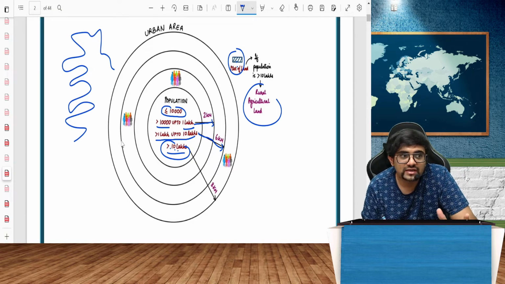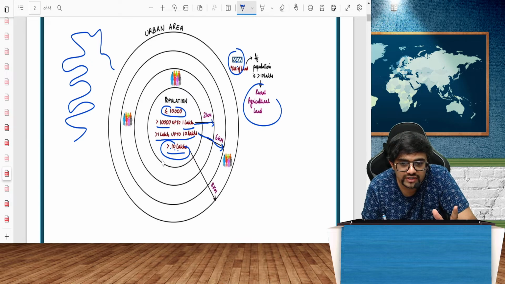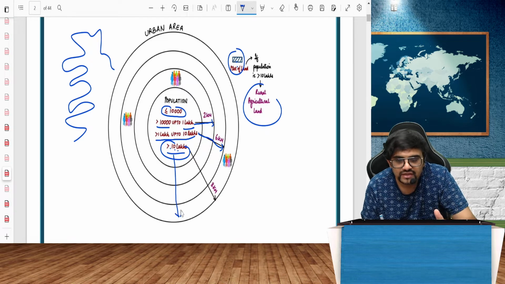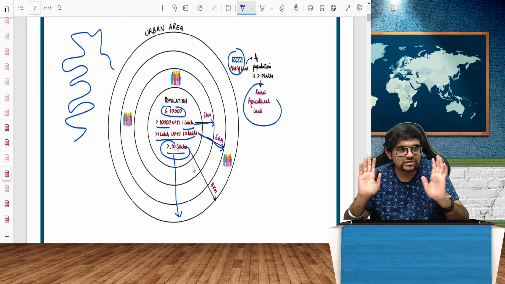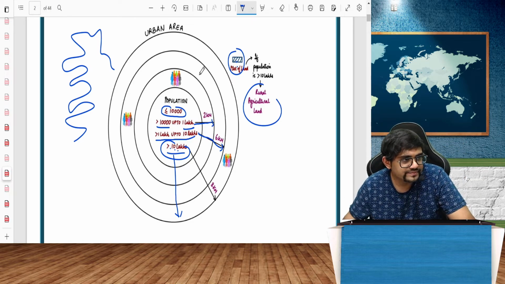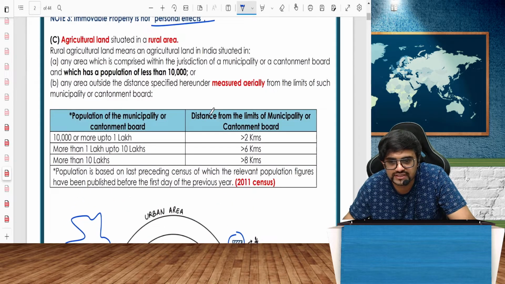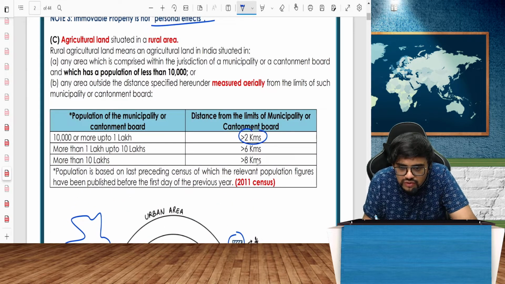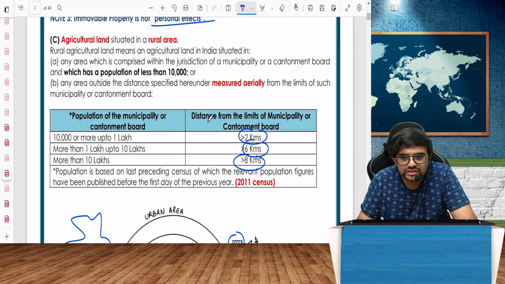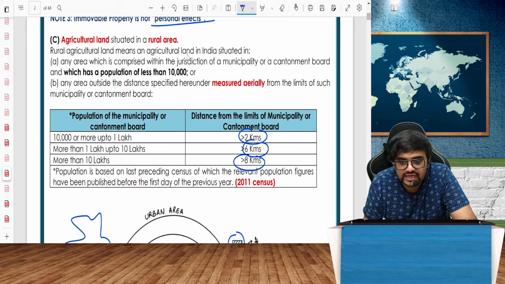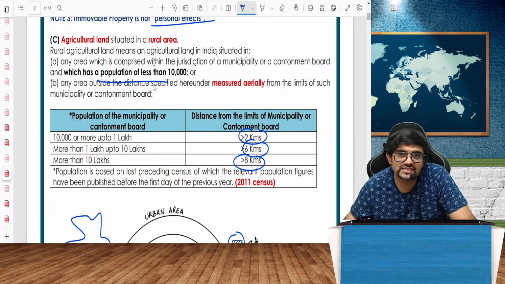And if the road is winding like this, I don't care. You should see the aerial route, as if seen from a helicopter. That route only you should see. That's all you should remember. Other things you will easily understand. Everything is beyond 2 kilometers, beyond 6 kilometers, beyond 8 kilometers. So rural area means agricultural land situated in India in any area under a jurisdiction with population of less than 10,000.